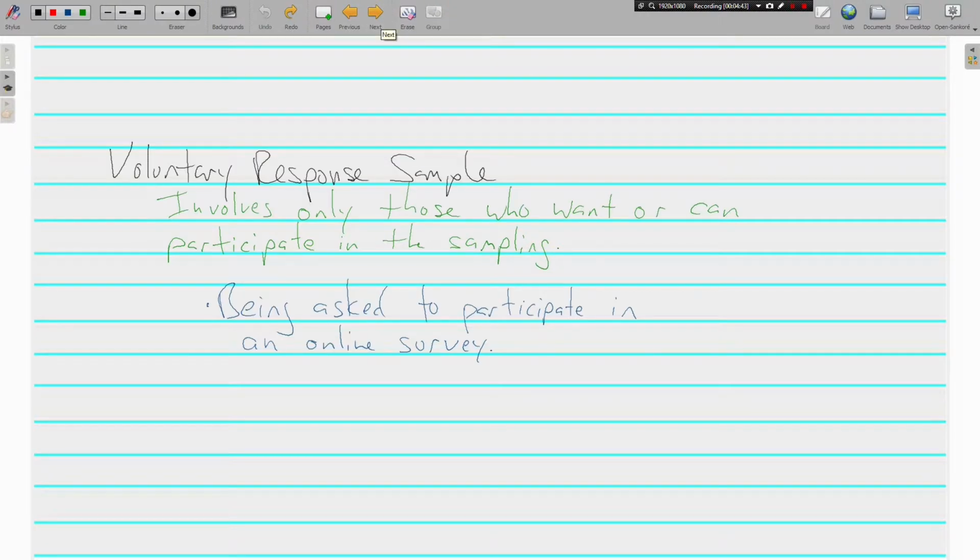Another biased sample type is called a voluntary response sample, and that involves only those who want or can participate in the sampling. Being asked to participate in an online survey. Only people that want to fill out the survey are going to fill out the survey. So you're not really getting opinions of people who don't want to take the time to fill out the survey. Even when your parents go to the polls and vote for the president, for example, that is a voluntary response sample. Nobody makes you go stand in line to vote.